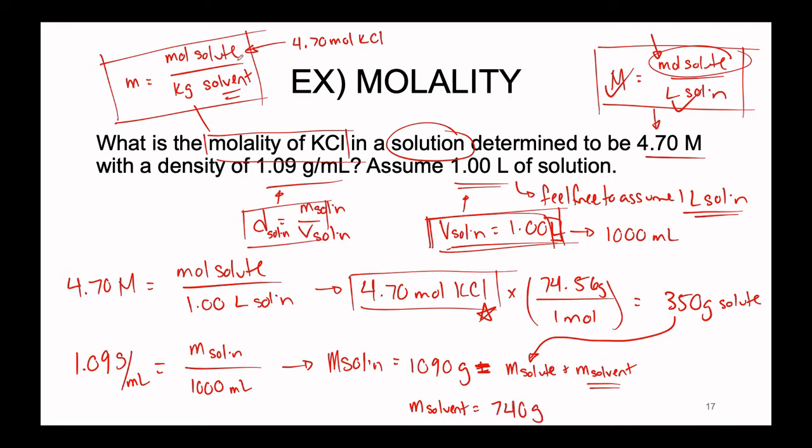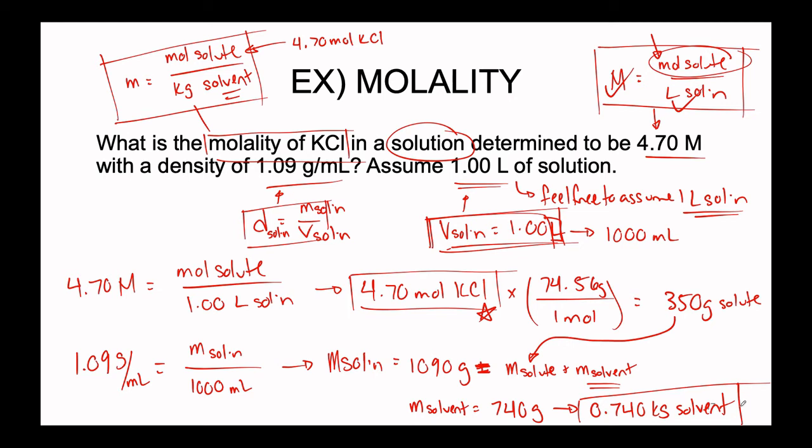Well, in the molality equation, we can see that the denominator needs to be in kilograms, so the very last thing that we need to do is convert this gram measurement into kilograms to find 0.740 kilograms of solvent.